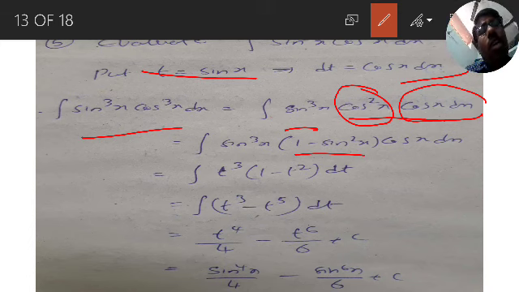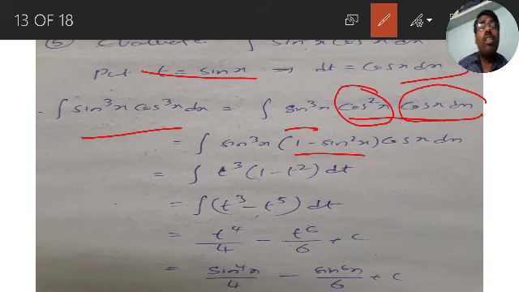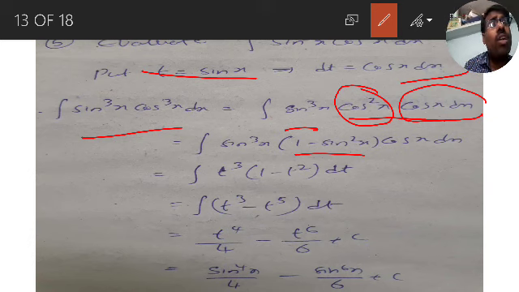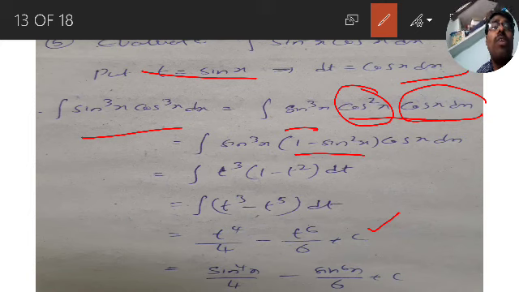X to the power of n integration is x to the power of n plus 1 by n plus 1 plus c. T power of 3 integration is t power of 4 by 4 minus t power of 5 integration is t power of 6 by 6. So in place of t, write sin x, that is sin power of 4x by 4 minus sin power of 6x by 6 plus c. This is my answer.